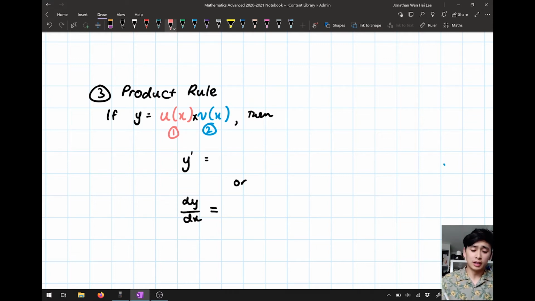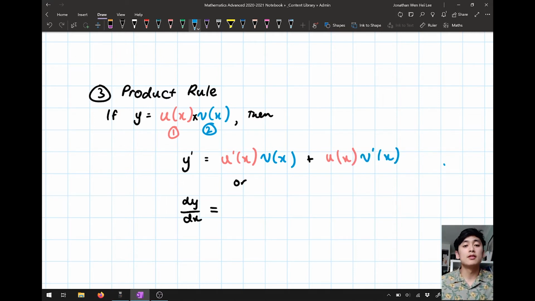How it's usually written is u dash of x. So I differentiate u, my first function, and times it with the original v function. And then I need to add on top of that the original u function times the derivative of the second function v. So that's what the dashes tell us. We differentiate one and multiply by the original function of the other, and then we add the original function of the first one that we differentiated times the derivative of the second function that we haven't differentiated yet.